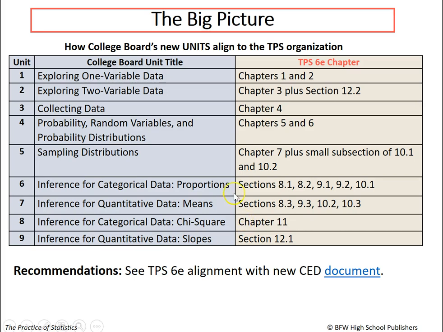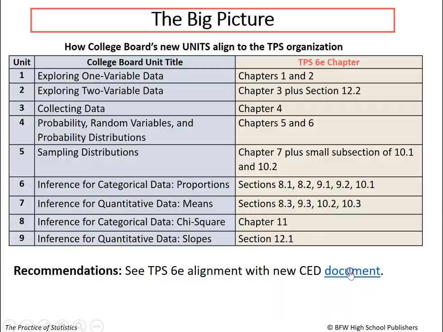So in the new structure, Unit 6 on Inference for Categorical Data Proportions corresponds to Sections 8.1, 8.2, 9.1, 9.2, and 10.1 in TPS 6. And Inference for Quantitative Data Means would be Sections 8.3, 9.3, 10.2, and 10.3 in TPS 6. Inference for Categorical Data Chi-square corresponds to Chapter 11 in TPS 6th edition, and Inference for Quantitative Data Slopes corresponds to just Section 12.1 of TPS 6.